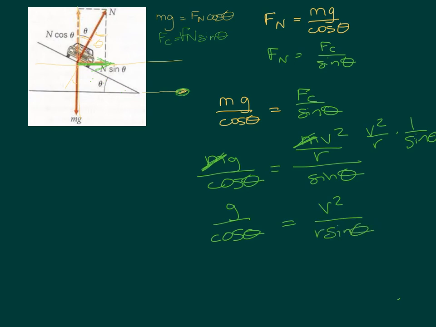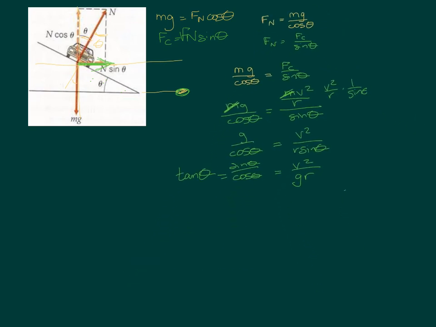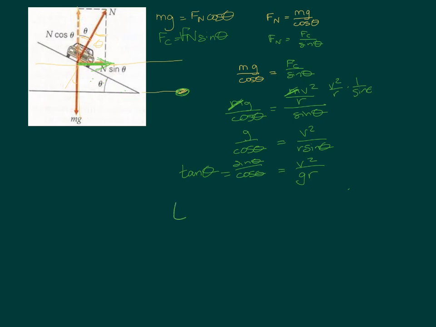So if we rearrange it so that all our thetas are on one side and everything else is on the other side, we have sine theta over cos theta is equal to v squared over gr. And sine theta over cos theta, for those of you that have been in pre-cal before, is the tangent of the angle. So overall our equation does become tan theta equals v squared over gr.